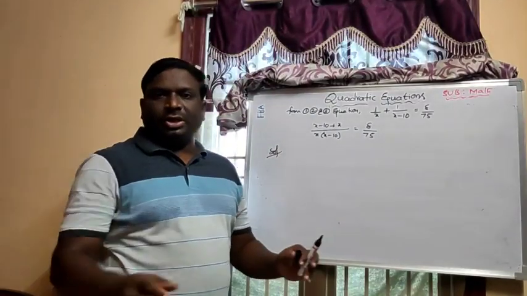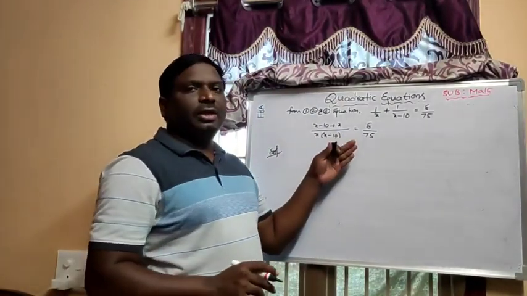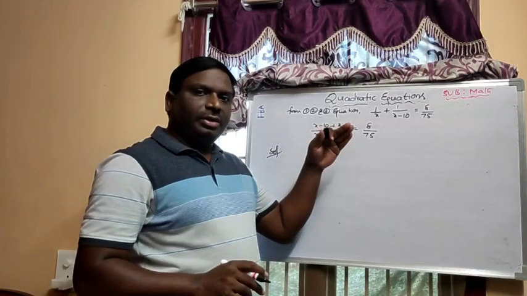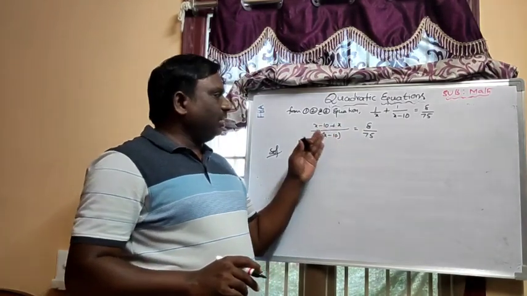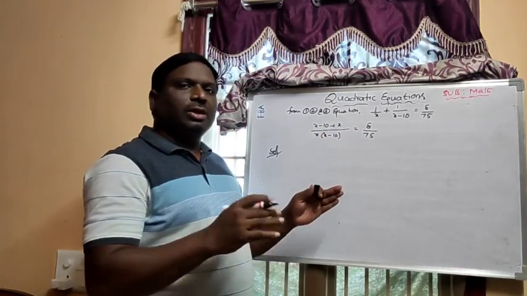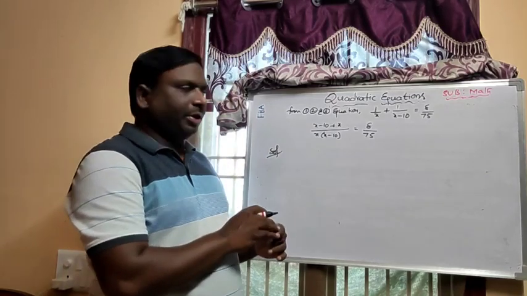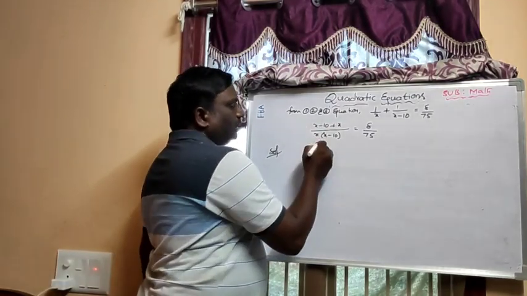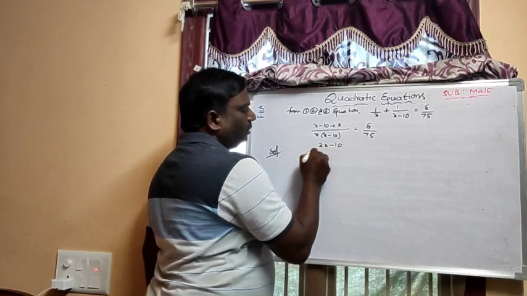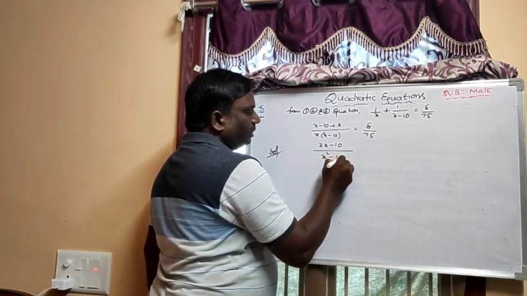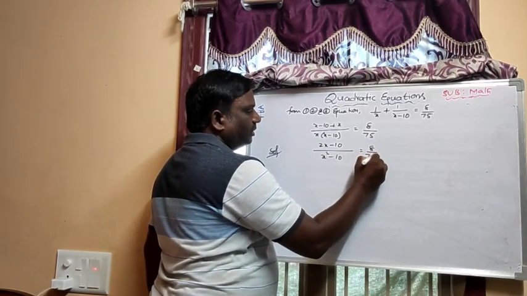Now what is x here? What are we finding here? Finding the time taken for the smaller tap. If you find the smaller tap's time taken, then automatically you can find the larger tap's time to fill the tank. That is (2x minus 10) by (x square minus 10x) equal to 8/75.